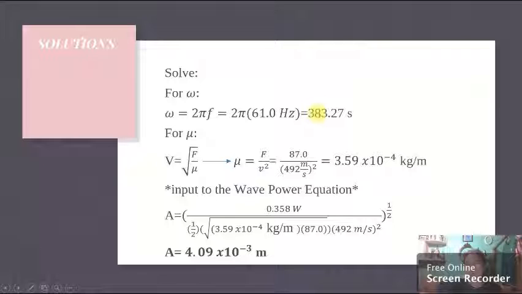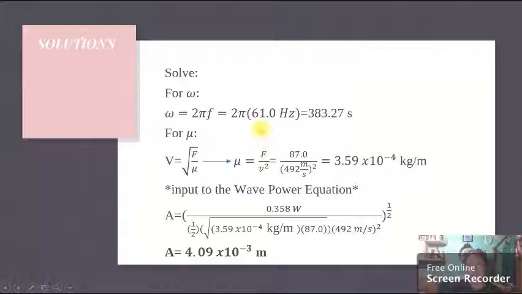For the next one is mu. So we have an equation of V is equal to square root of F over mu, which is the wave speed in terms of tension and mass per unit length. Since we need mu, we're just going to rearrange the equation, and we're going to arrive at F over V squared. Since we're given F, which is 87 newtons, over V, which we're also given, plug it in, and we're going to arrive at mu is equal to 3.59 times 10 raised to negative 4 kilogram per meter.